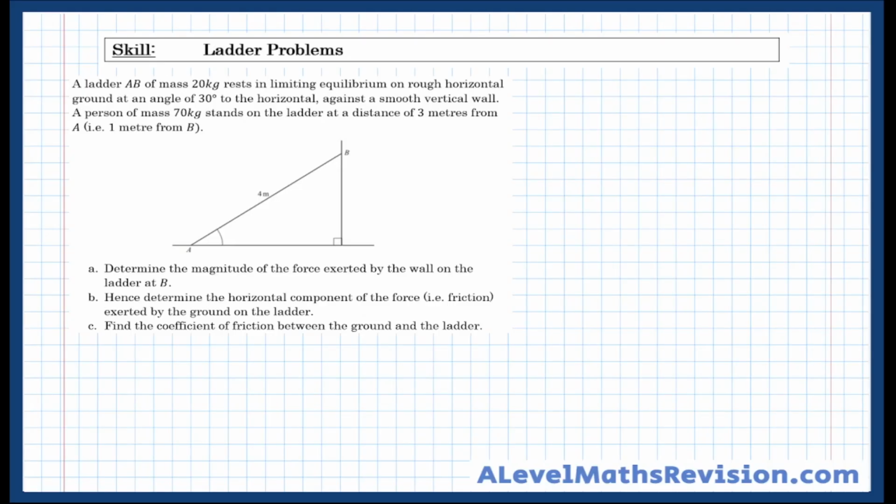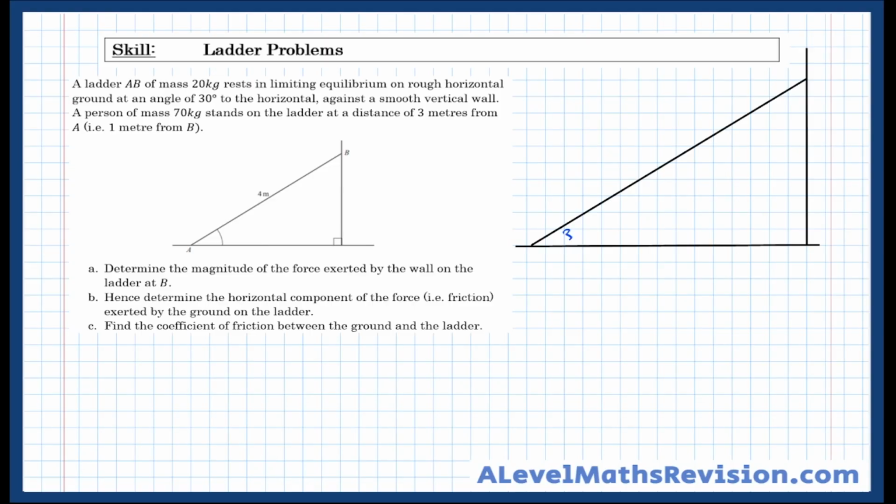So a ladder AB of mass 20 kilograms rests in limiting equilibrium on rough horizontal ground at an angle of 30 degrees to the horizontal against a smooth vertical wall. A person of mass 70 kilograms stands on the ladder at a distance of 3 meters from A, i.e. 1 meter from B. Before we go any further, let's draw a force diagram. So we want to get all the forces and all the features of this situation on this diagram.